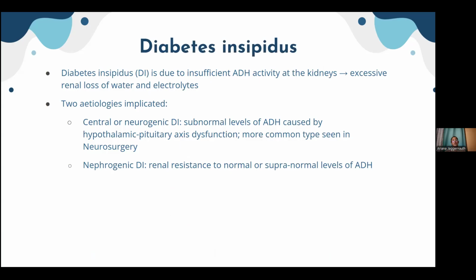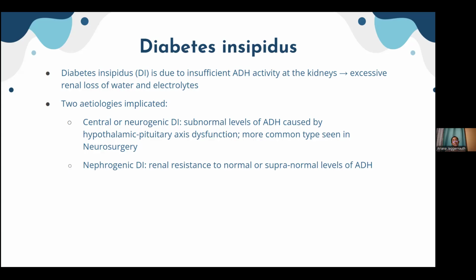So, getting into diabetes insipidus, this is due to insufficient antidiuretic hormone activity in the kidneys, which leads to excessive renal loss of water and electrolytes. And there are two etiologies that are implicated. So, the first one being central or neurogenic diabetes insipidus, which involves subnormal levels of ADH that is caused by the hypothalamic pituitary axis dysfunction. And this is the more common type that is seen in neurosurgical patients.